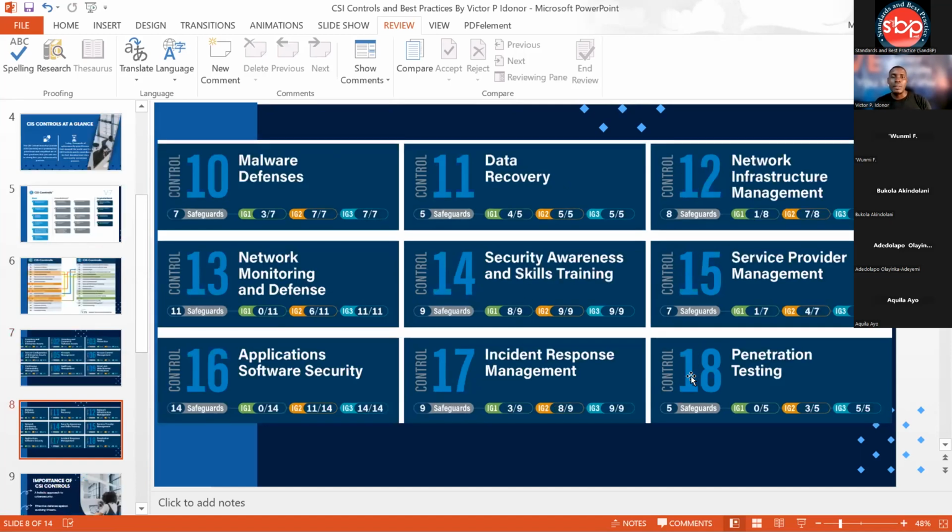So next, control 10 talks about malware defenses, and control 11 data recovery. Control 12 talks about network infrastructure management, then network monitoring and defense, security awareness and skills training. Yes, this cannot be overemphasized. In every organization, there is a need for continuous security awareness and skills training.